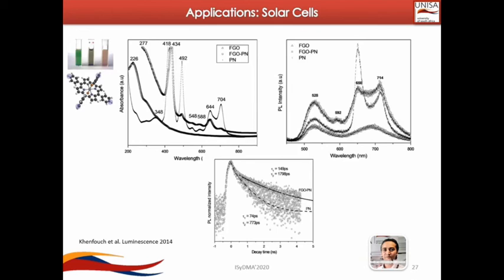In another project related to solar cells, we studied the interactions between porphyrins, which are known as light harvesting materials, and graphene-based materials. So these interactions affected the optical properties of the whole system, where we identified charge transfer between the two systems, leading to an increase in the exciton lifetime, which is very important for solar cells.